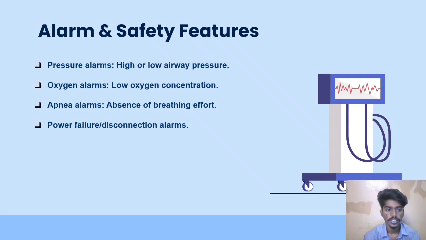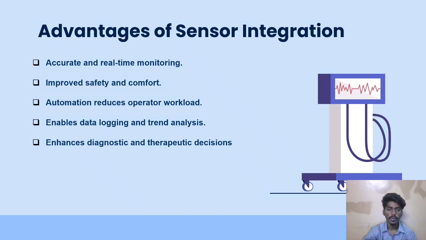Alarm and safety features. Pressure alarms, it will be high or low airway pressure. Oxygen alarms, low oxygen concentration. Apnea alarms, absence of breathing effort. Power failure and disconnection alarms.